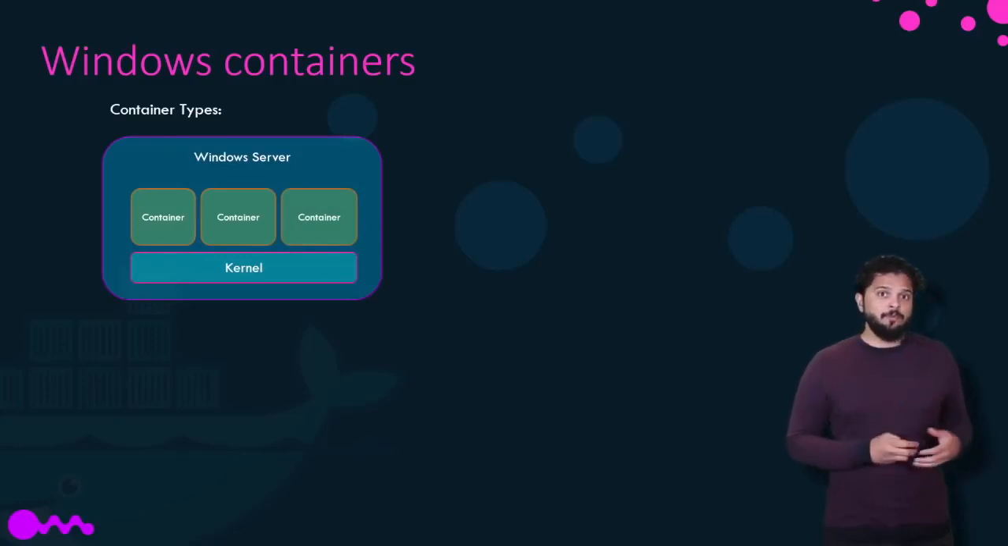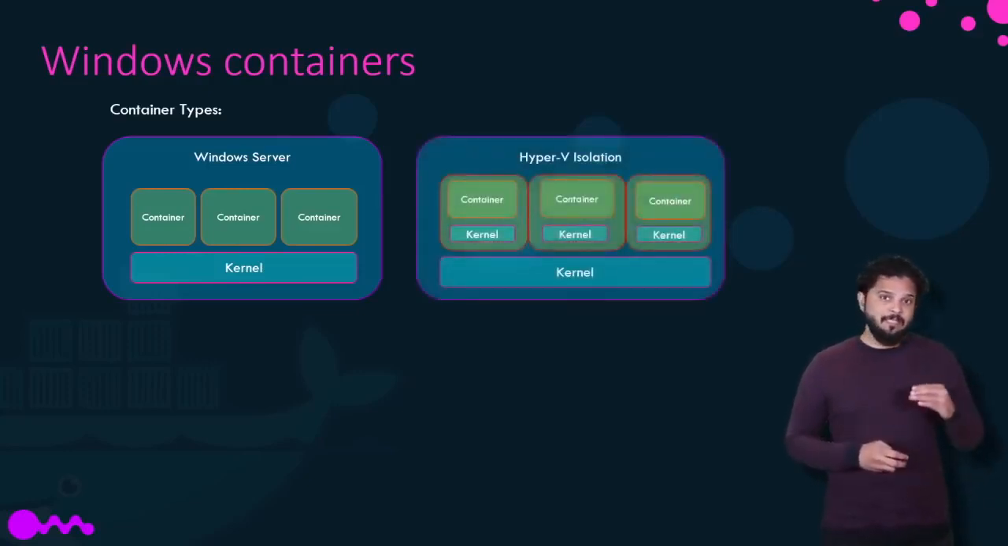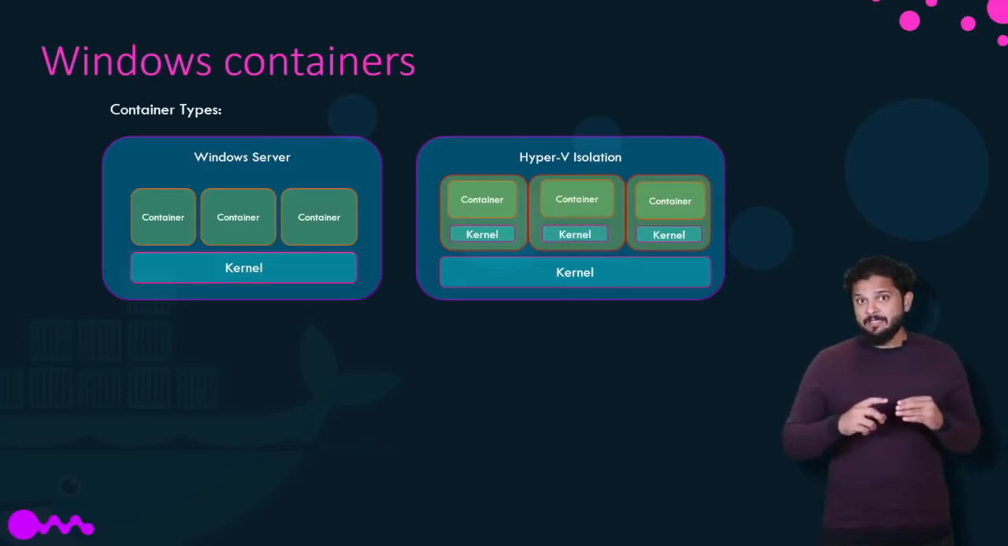To allow better security boundary between containers and to allow kernels with different versions and configurations to coexist, the second option was introduced, known as the Hyper-V isolation. With Hyper-V isolation, each container is run within a highly optimized virtual machine, guaranteeing complete kernel isolation between the containers and the underlying host.